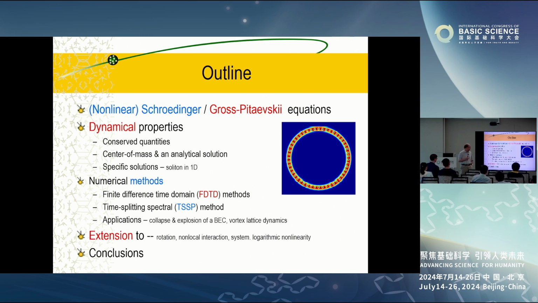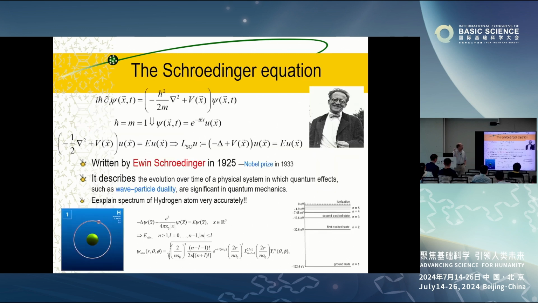And then also later, the extension to the Schrödinger equation or nonlinear Schrödinger equation with rotating frame, non-local interaction systems, as well as log nonlinearity, or what we call potential or nonlinearity with low regularity. Some conclusions. Okay, here is the Schrödinger equation written here.